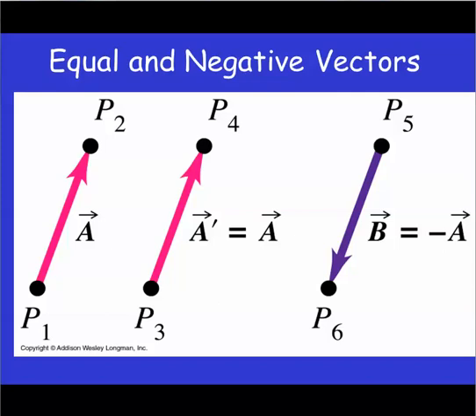Now, two vectors are equal if they're the same length, the same magnitude, and they're in the same direction. So these two pink vectors here, a and a prime, are equal. They're equal magnitude, they point in the same direction. Vector b is the negative a. It's the same length, but it points in the opposite direction. So to make a vector a negative, you add 180 degrees to the direction. You reverse its direction, but you keep the length the same.